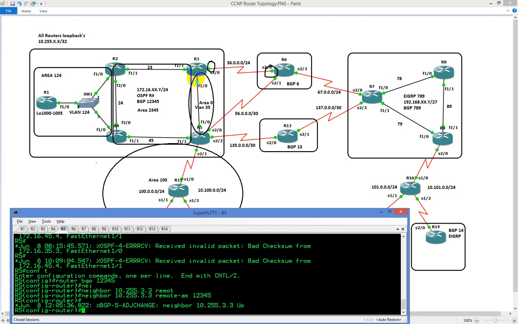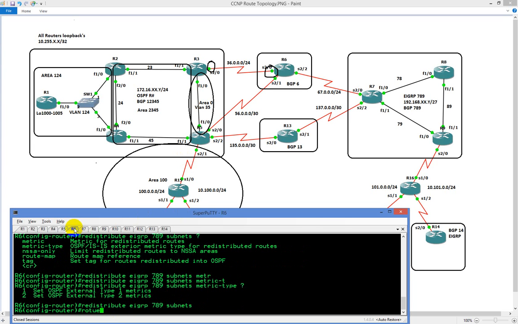Now, if I was sourcing out the fast 1/0, which is 172.16.35.3, if I was coming off that address, that's going to be different than this one. It wouldn't match and the peering wouldn't come up because he's receiving a TCP open message from the wrong address. Now let's go over to 6.